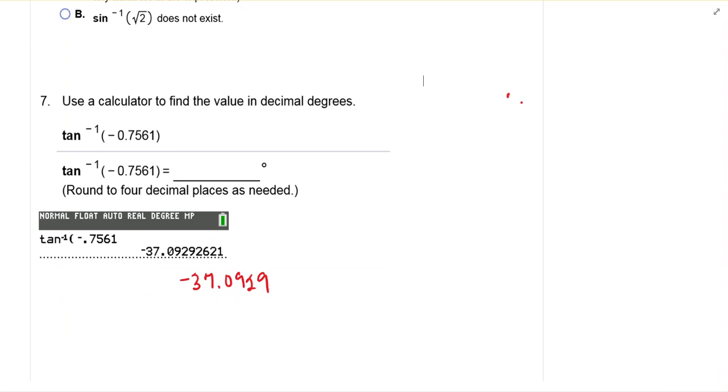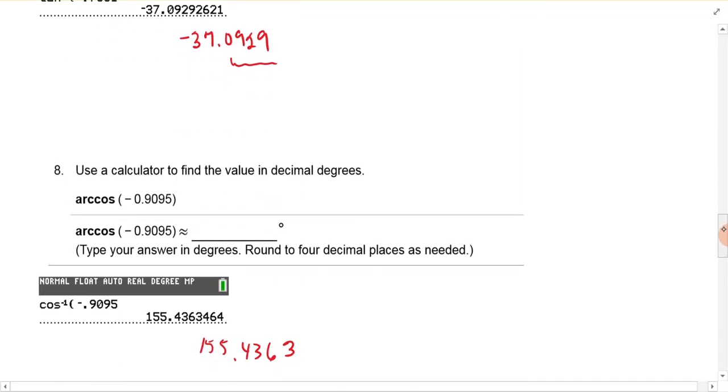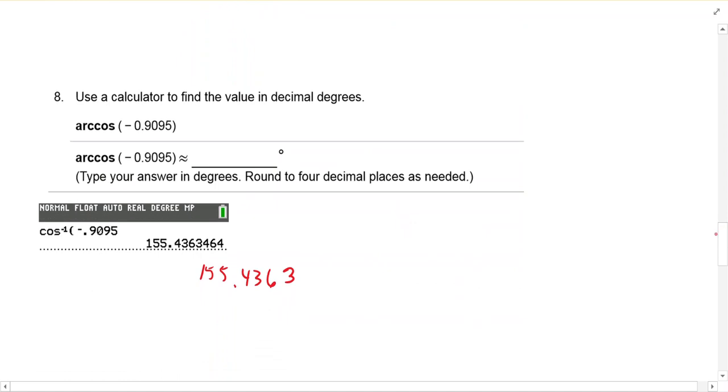All right, use a calculator to find this one. Inverse tan of 0.7561. You want to be in degree mode because you're looking for an angle. So second tan, put in that value, you get -37, and a lot of decimals. It says round to 4, so be sure you go to 4 decimals. Arc cosine, so you're going to do second cosine, put in that value, you get 155, and then go to 4 decimal places.